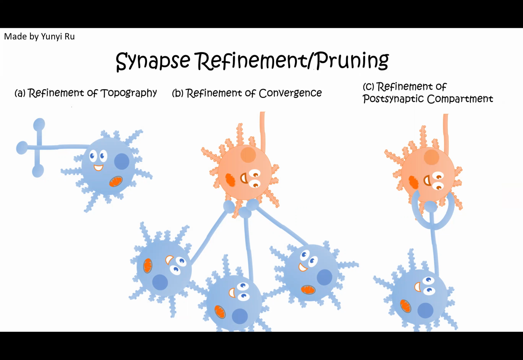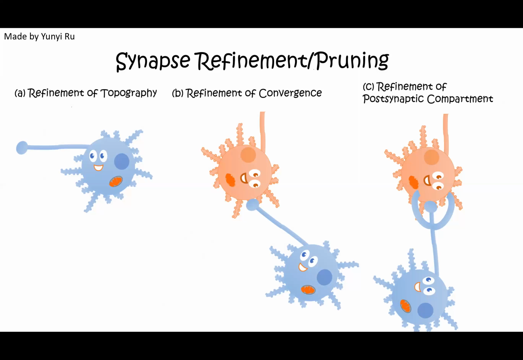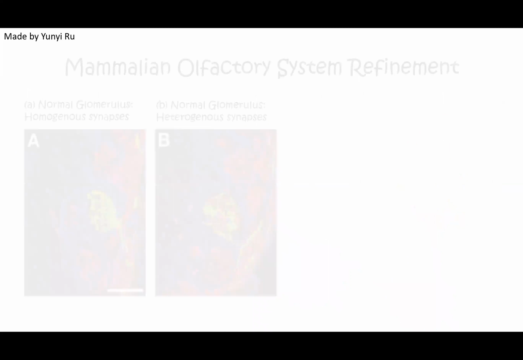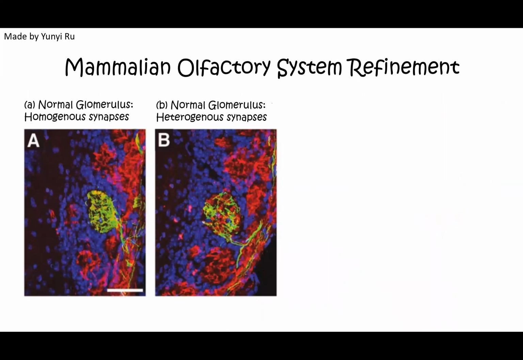There are three kinds of synapse refinement: refinement of topography, refinement of convergence, and refinement of postsynaptic component. Synaptic refinement is necessary for the proper function and structure of neuronal systems. Let's take the mammalian olfactory system as an example again.